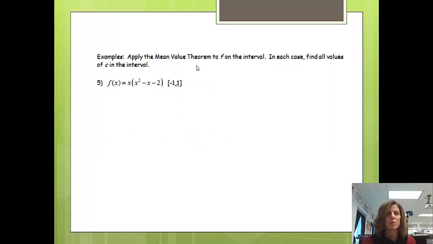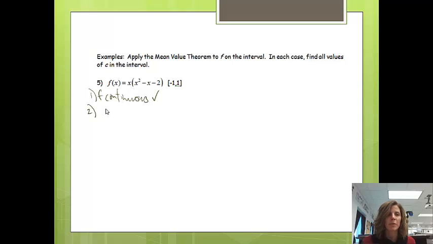It says to apply the mean value theorem to f on the interval. In each case, find all values of c in the interval. So basically what we need to do is figure out where the derivative would equal the slope. And first of all, we need to make sure it applies. Let's make sure it's continuous. It is a continuous function. There are no places where there is a denominator, so there are no places where the function is undefined.